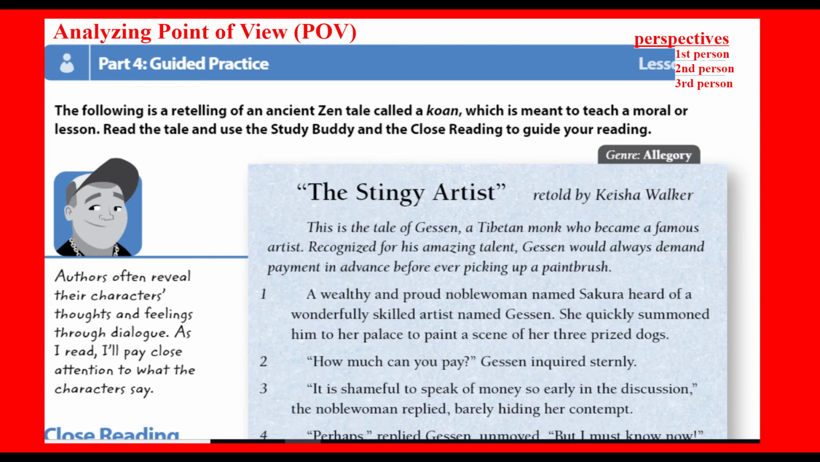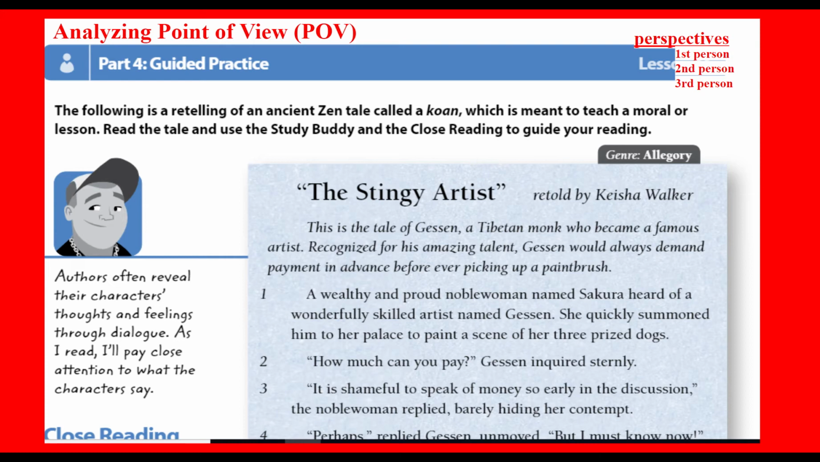Second person is a little bit different, right? So, second person typically uses the word you, and the author is the one doing the talking. That's how you know it's second person. Typically, second person can be found in letters and directions. Third person uses the words he, she, it, they, them, himself, herself, themselves, all those pronouns. Those are our third person pronouns.